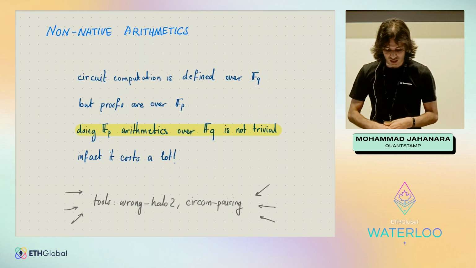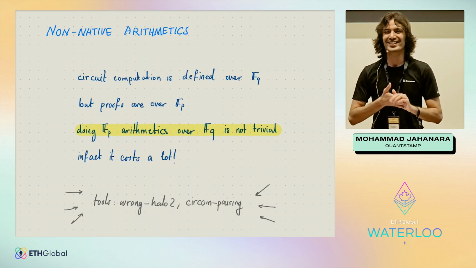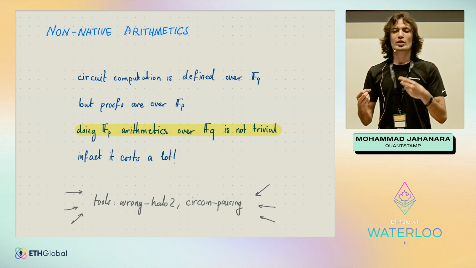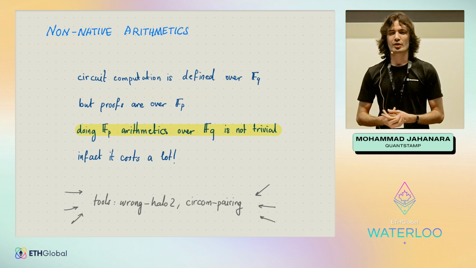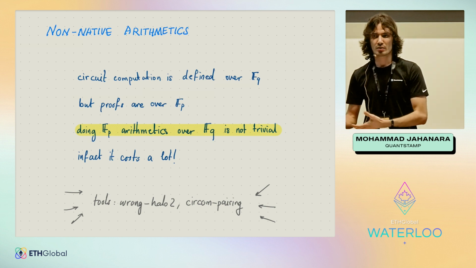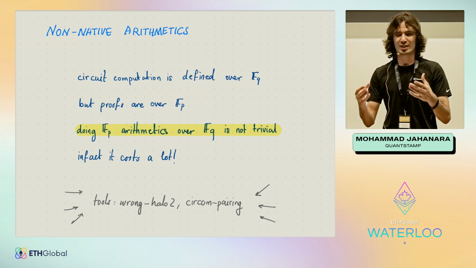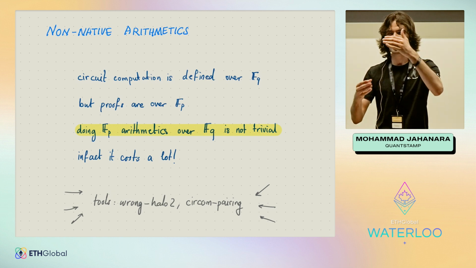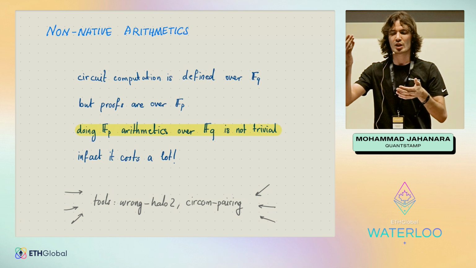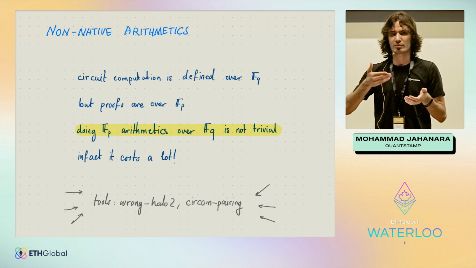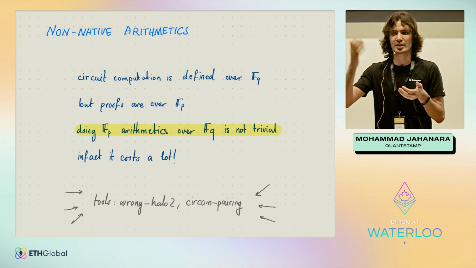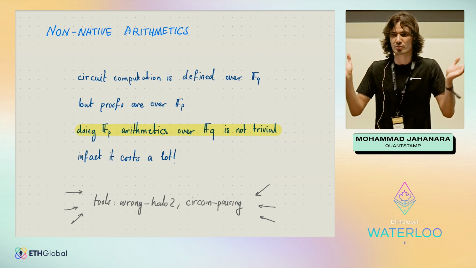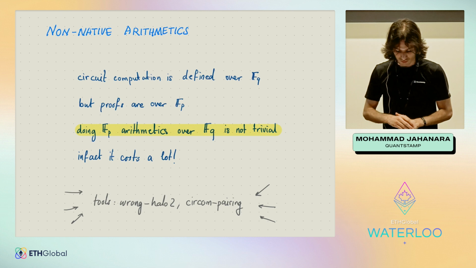So what is non-native arithmetics in one slide? Elliptic curves are defined over two finite fields. The first one is the base field, normally shown as FP, and the other one is the scalar field, normally shown as FQ. You can think about these finite fields as doing regular math operations modulo P and Q, like FP is mod P, FQ is mod Q. Yeah, in the simple case.